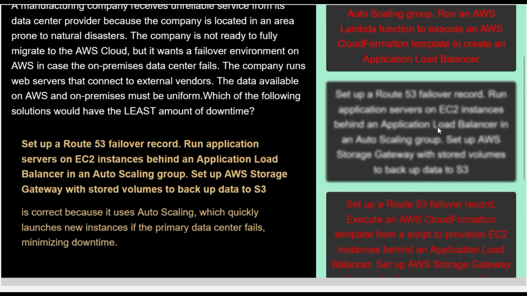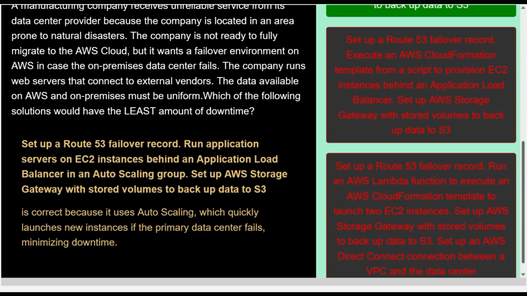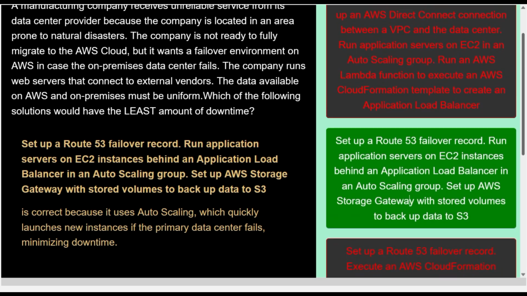Now what is left? Option number 2. Set up a Route 53 failover record. Run application servers on EC2 instances behind an application load balancer in an auto-scaling group. Set up AWS Storage Gateway with stored volumes to back up data to S3. This option is correct because it uses auto scaling, which quickly launches new instances if the primary data center fails, minimizing downtime. Okay, so you can see option 1, 3 and 4 are wrong. Option number 2 is the correct answer. Got it?